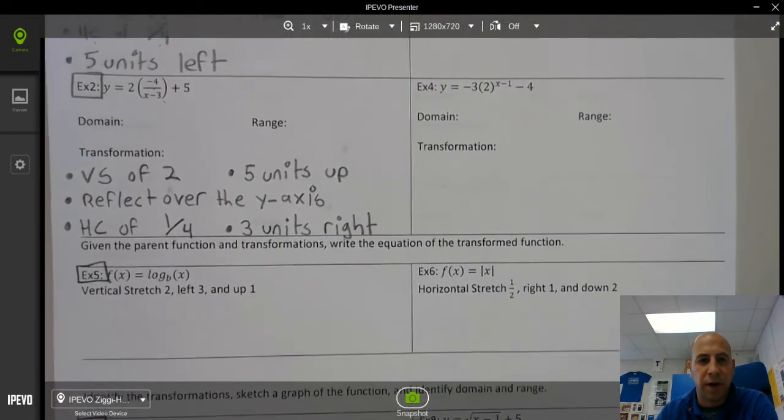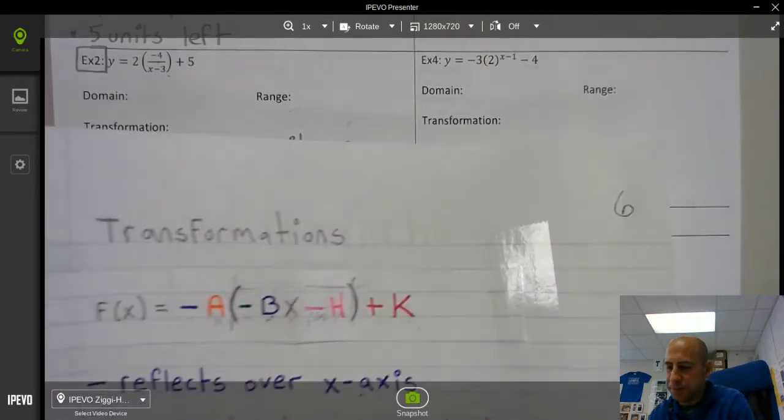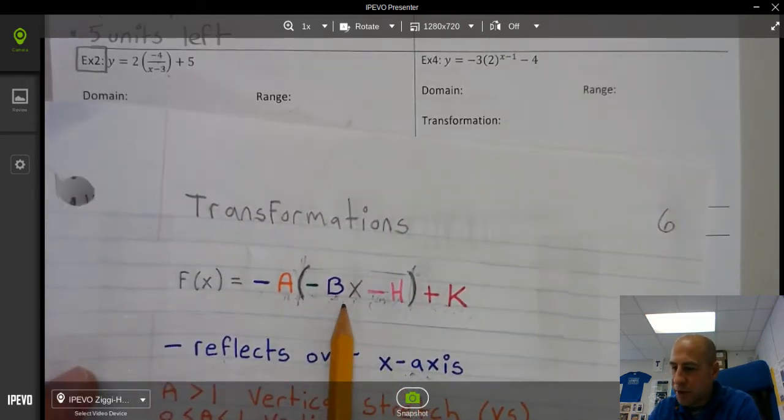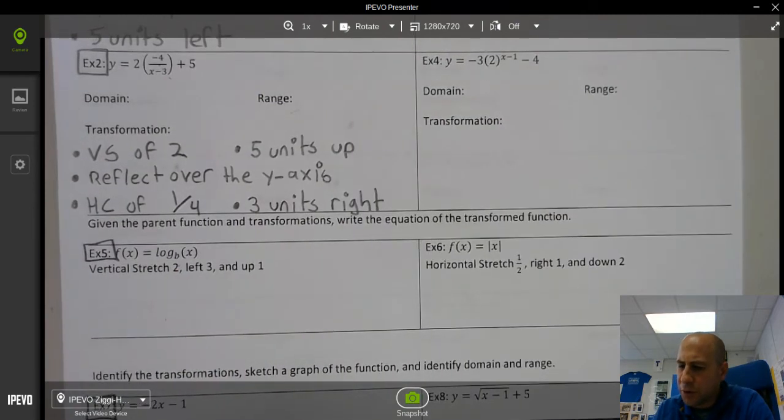All right, let's take a look at example 5. It says given the parent function and transformation, write the equation of the transformation. So this is where you go back to this part right here in your notes, and we're going to apply that to the log function, okay? So it's a vertical stretch of 2.